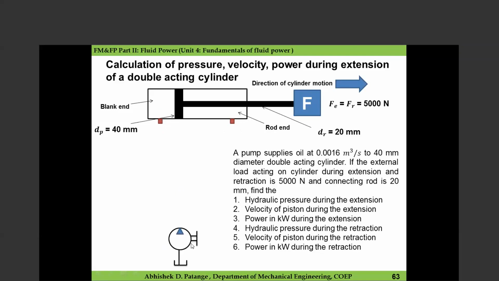So now we have a positive displacement pump and a tank. So this positive displacement pump supplies oil at 0.016 cubic meters per second. So basically this is the discharge or output of the hydraulic pump, positive displacement pump. So let us go for the extension stroke now.